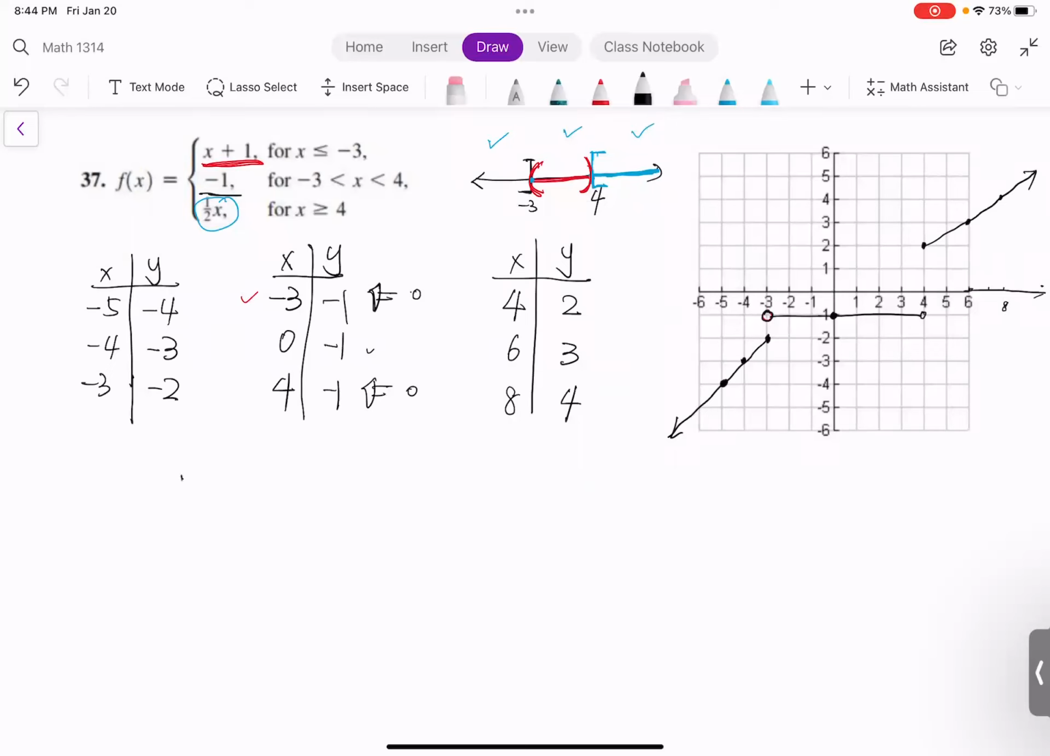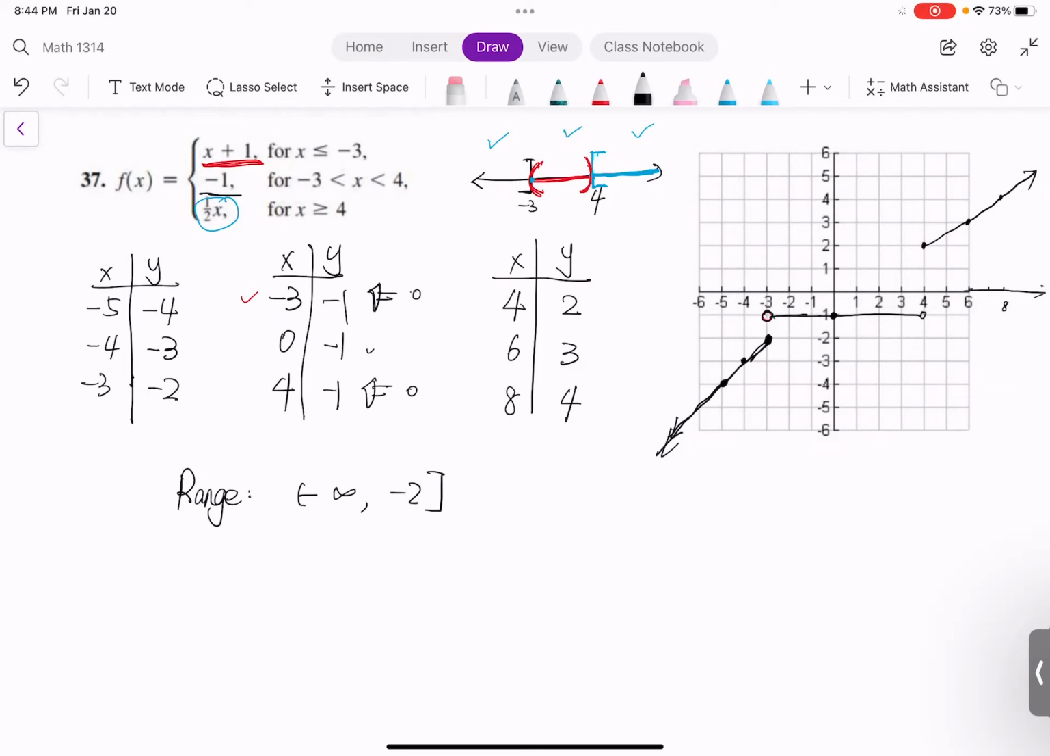And let's find the range. From the graph, you see where the lowest point is? It's going to -infinity. So starting from -infinity, and then stopping here, y's value is -2. -2 is included in our range.